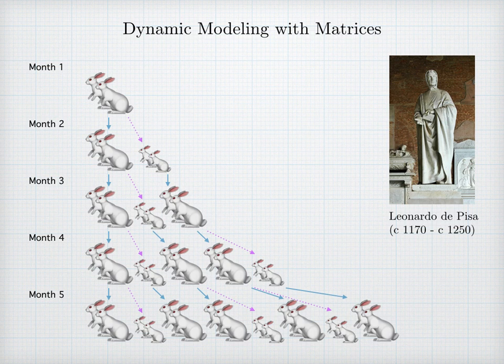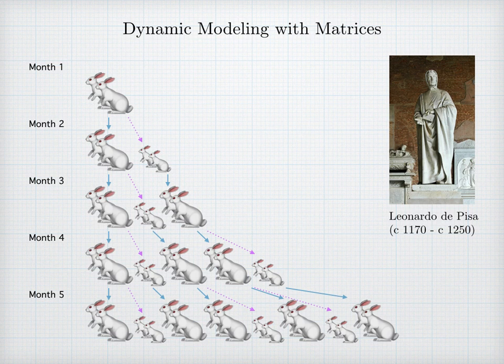Leonardo built his model around pairs of breeding animals, rabbits. An adult pair would produce a juvenile pair of rabbits every month. Each juvenile pair would take 1 month to mature, at which point it would join the ranks of reproducing rabbits. Death was not included in his model.